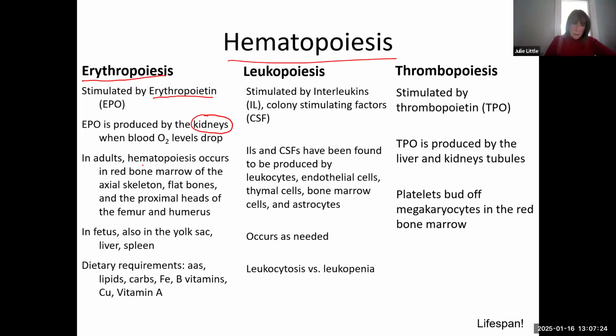In adults, like I said before, hematopoiesis usually occurs in the red bone marrow of the axial skeleton, these flat bones, like, say, the sternum and the ribs, and the proximal heads of the femur and the humerus.